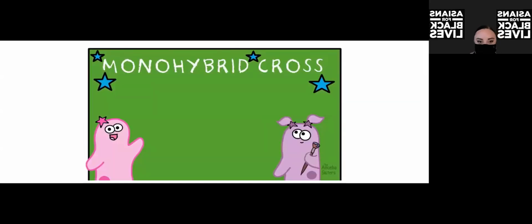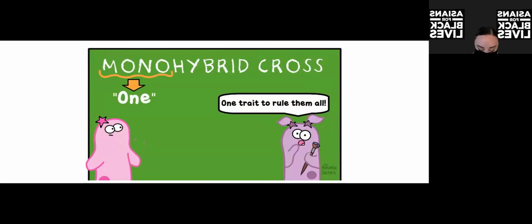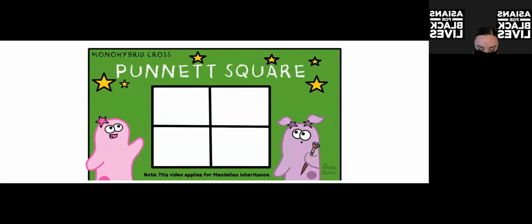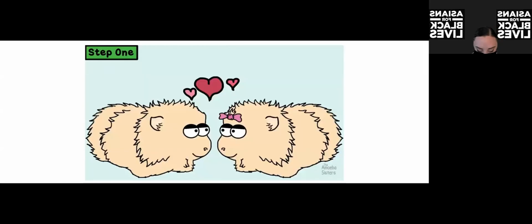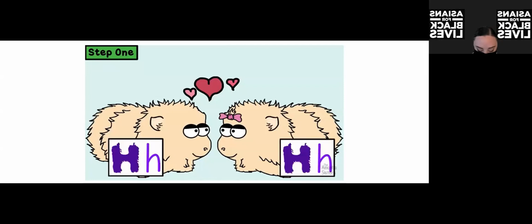So let's try a monohybrid cross. The root mono means one because it focuses on one trait, in this case, hair. And that means a Punnett square would need to be created like this with 4 squares. In our cross, we are going to cross 2 heterozygous guinea pigs. So let's look at this in steps. Step 1, first, figure out the genotypes of the parents. Heterozygous means big H, little h.